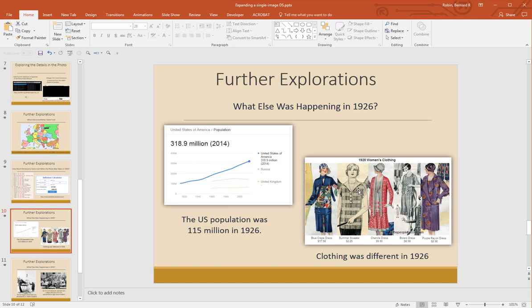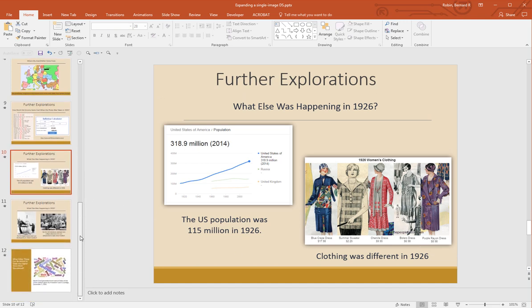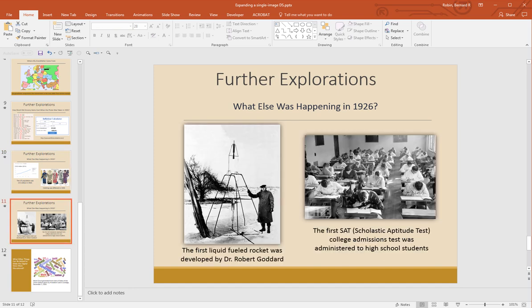Fashion, we mentioned a minute ago, is also a topic that might be worth exploring to see how fashions had changed, but that could lead to a whole host of other explorations, furnishings or entertainment or recreation, or all kinds of things that certainly are different today than they were in 1926. Also, what else was happening? These are some examples of important items, and you can do searches online to see. You can just put in the year and look for happenings that were going on at the time.